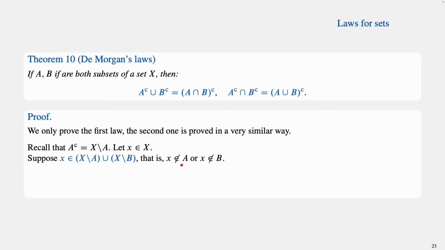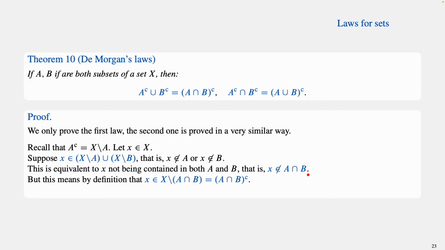So that means x is not in A or x is not in B. It has to be contained in one of these two sets, and those two sets are defined by x not being in A or x not being in B, respectively. And this is equivalent to x not being contained in both A and B at the same time, which means x is not contained in the intersection of A and B. It could be in A, but then it can't be in B, or it could be in B, but then it can't be in A.